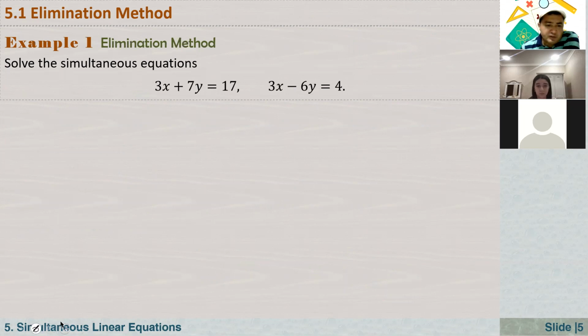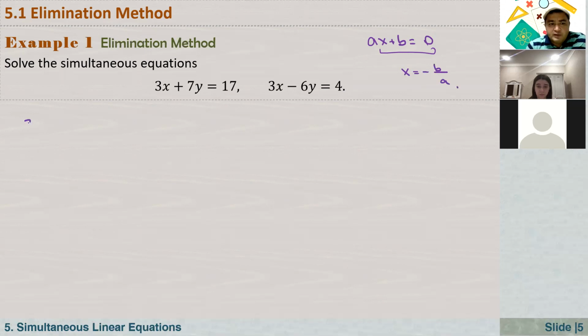To use this method, as the name suggests, we need to eliminate one of the variables and bring this into an equation that has only one variable, that is x. That means I'm going to bring this into the equation ax plus b is equal to 0. And we know how to solve this equation, right? What is the solution? x is equal to minus b over a.